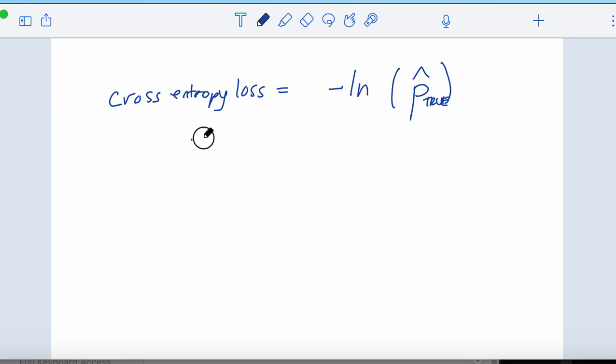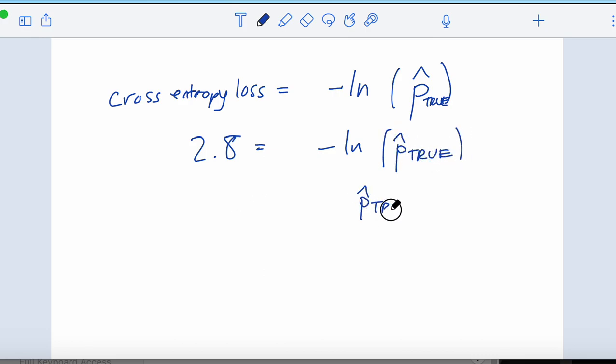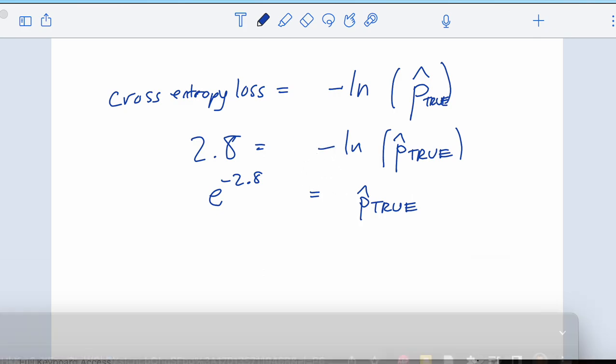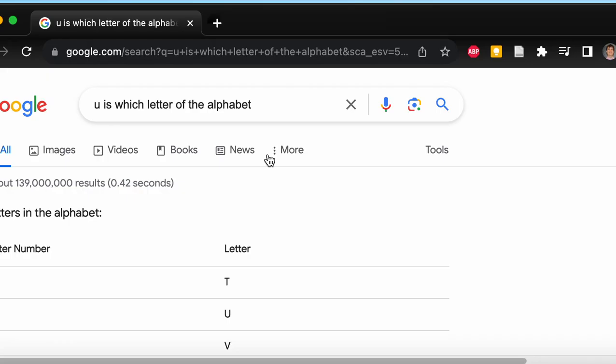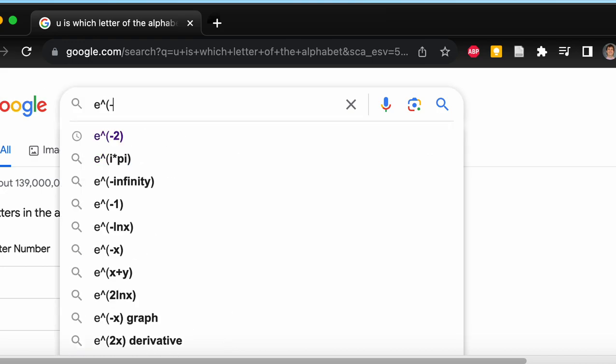So if this is 2.8, we can reverse engineer this to see that the probability we assigned to the true thing is e to the negative 2.8, right? And so what is e to the negative 2.8 these days? Let's find out. Look, here is the Google search where I looked up what letter of the alphabet U is, and now I can do e to the power negative 2.8.